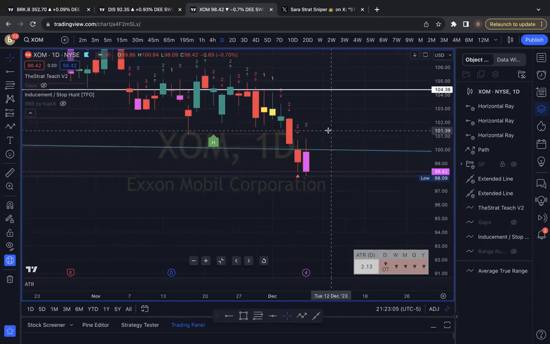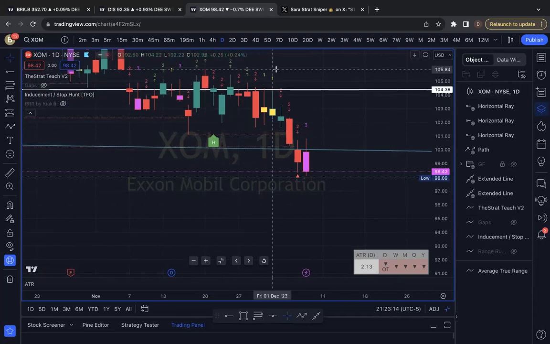I want to follow the money. The money is to the downside. So I want to do what they are doing. We don't have enough money to move the market. Whoever they are, this participant group, they do. So I want to follow the money.